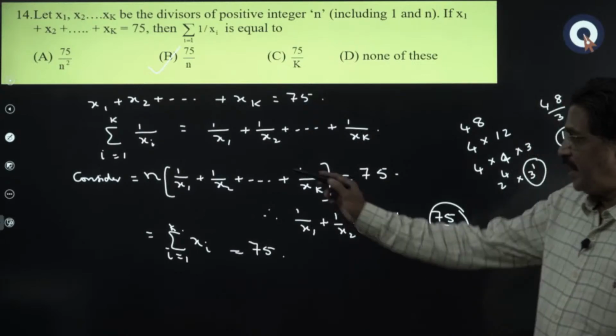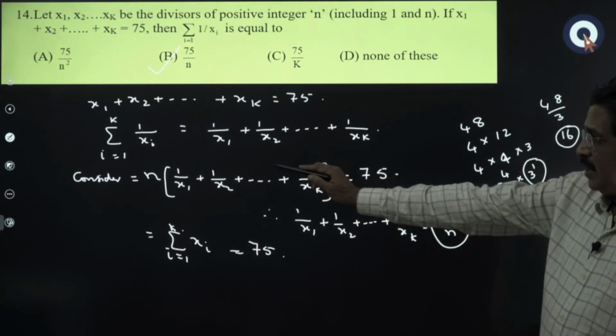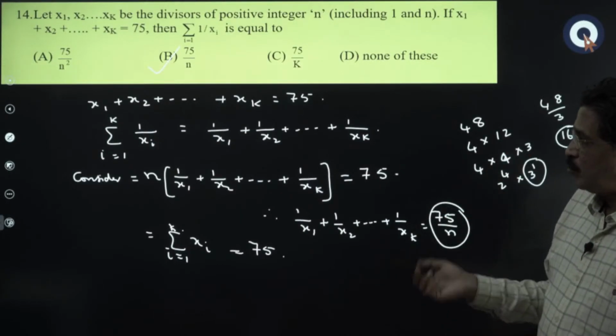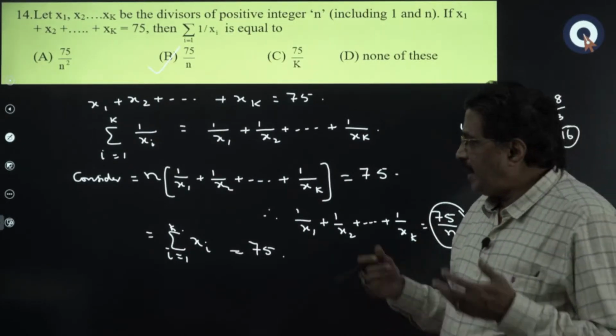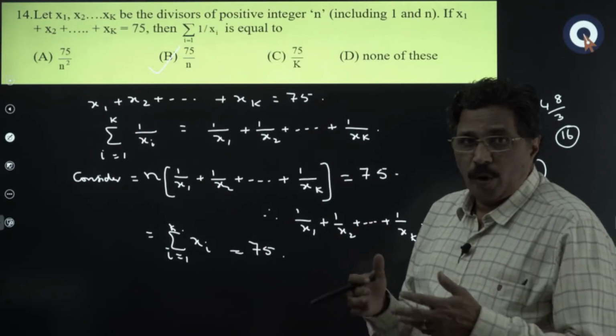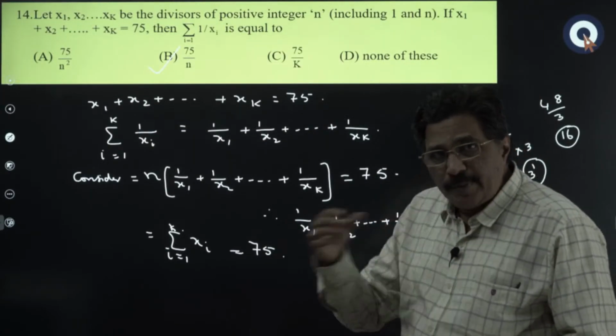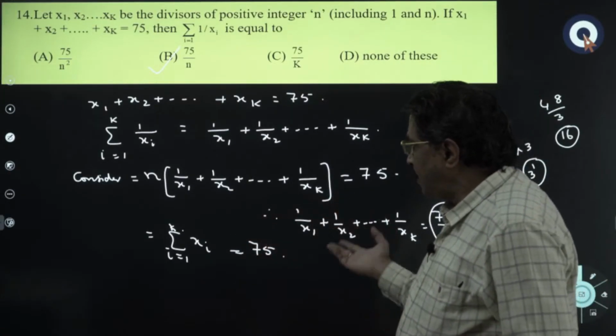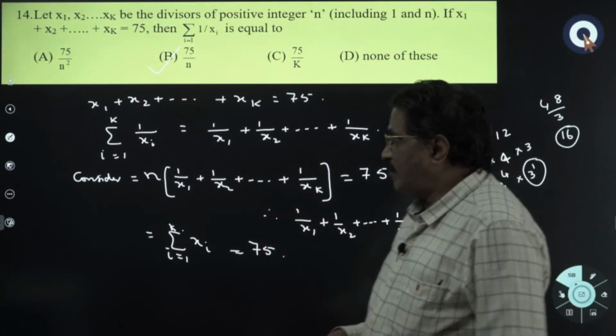If you consider n, each n by x1 can be some xi, n by x2 can be some xj, n by x3 can be some xk, and so on. So essentially you get the same divisors in different order. So it's again the same sum, and therefore it is equal to 75.